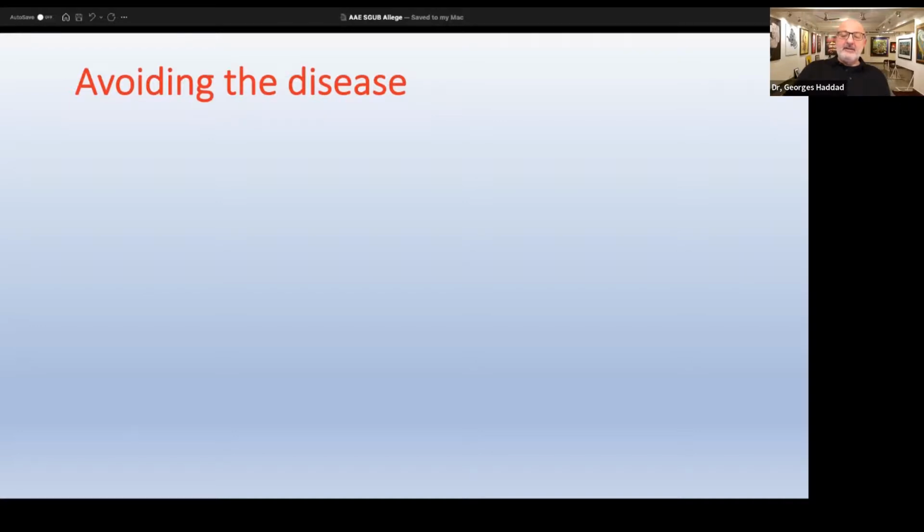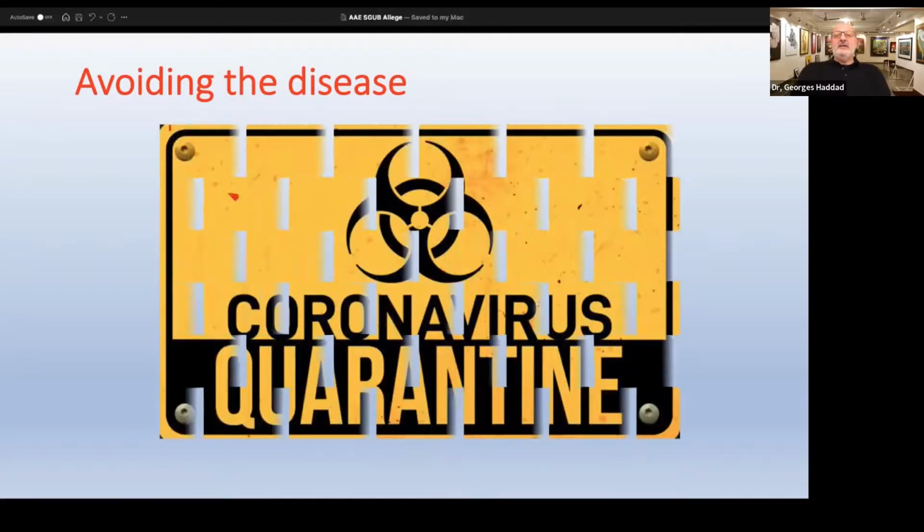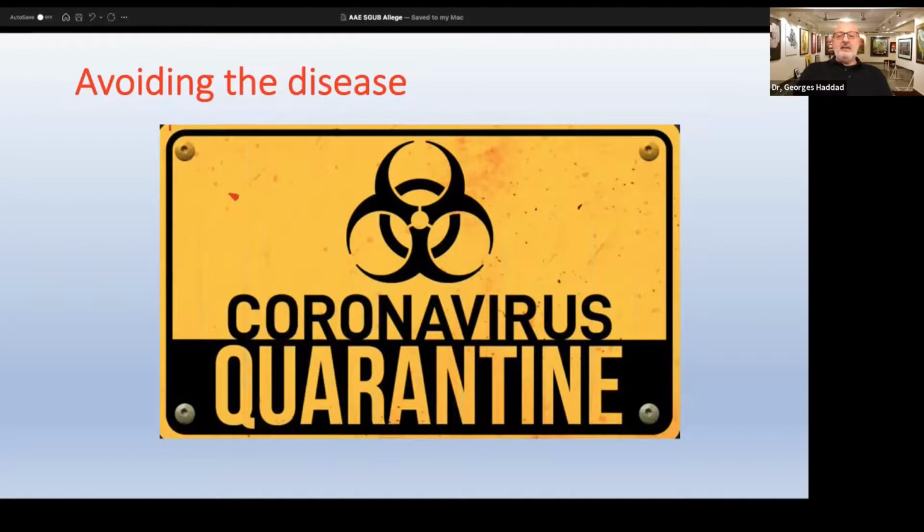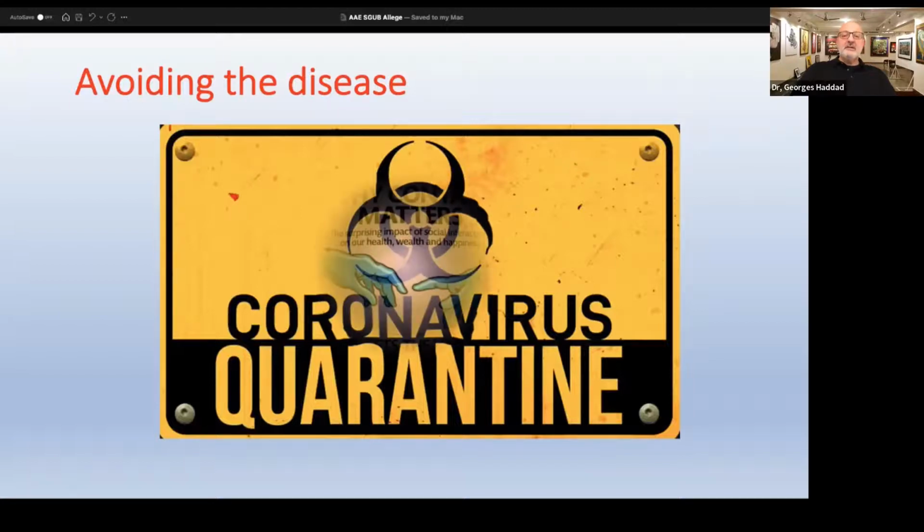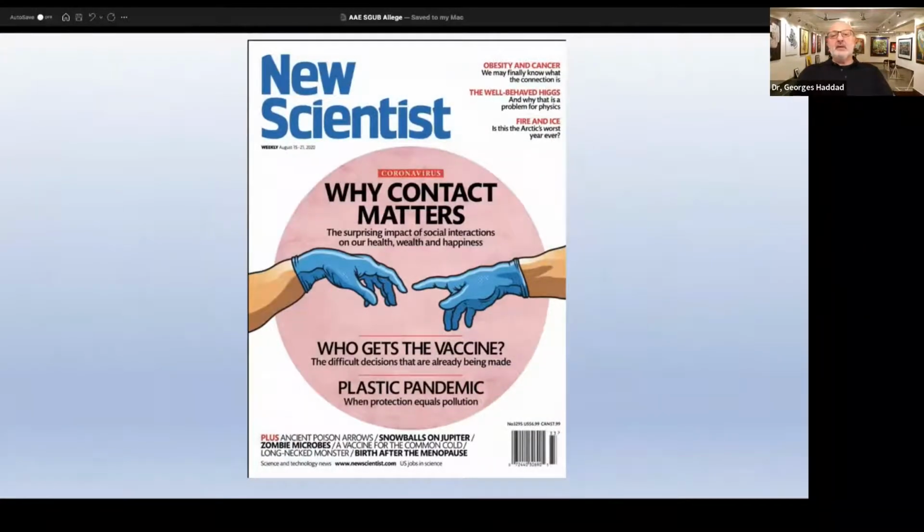And I love this because you have a word that started in the 21st century, coronavirus, with a word that started in the 14th century, quarantine. Coronavirus, quarantine. How can you avoid the disease? First, by not coming in contact with other patients. And the New Scientist had this beautiful cover, and they're not touching each other.